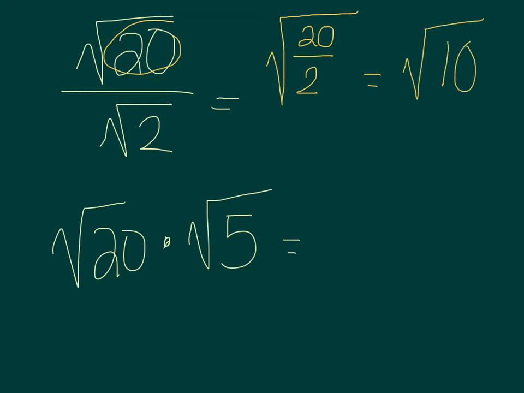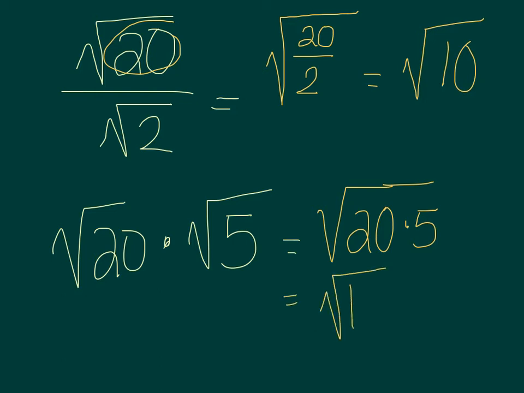One last example, just to make sure you're getting it. This would be the square root of 20 times 5. Well, I know 20 times 5 is 100, so the square root of 100. And I can simplify that because I know the square root of 100 is 10. So you always want to make sure, if this number under the radical is a perfect square, that you simplify it down. We know that 10 times 10 is 100, so that's why the square root of 100 would be 10.